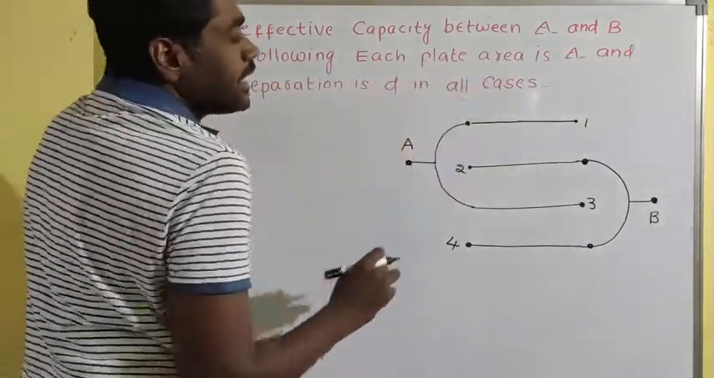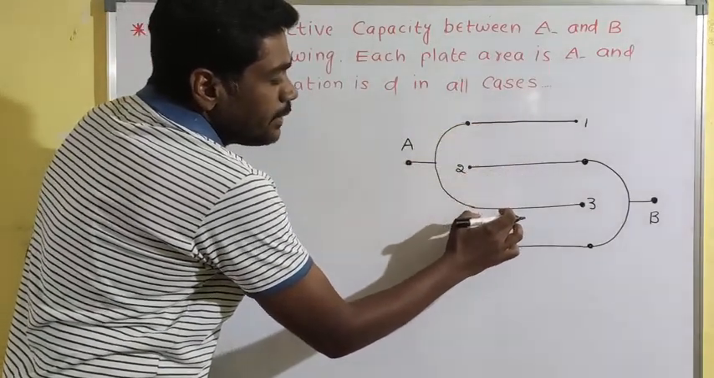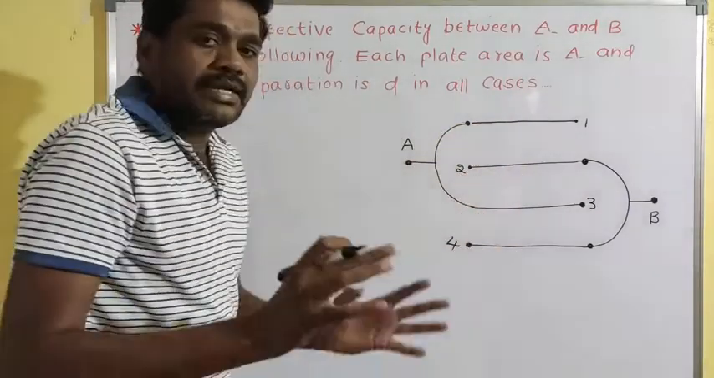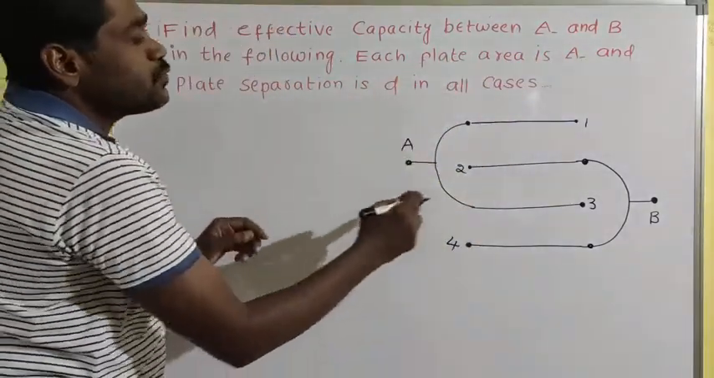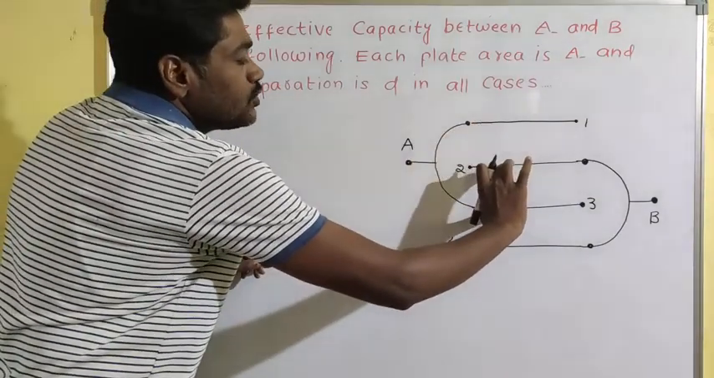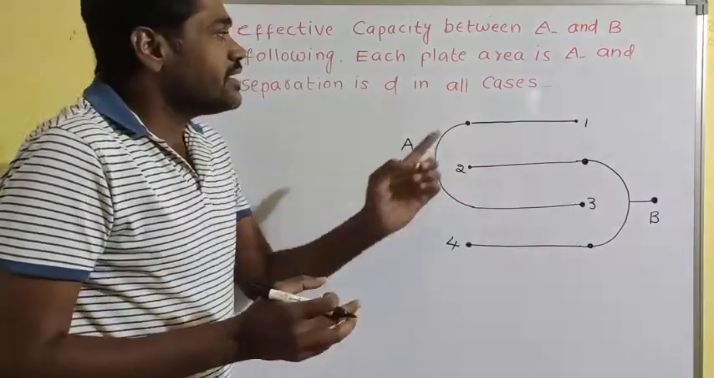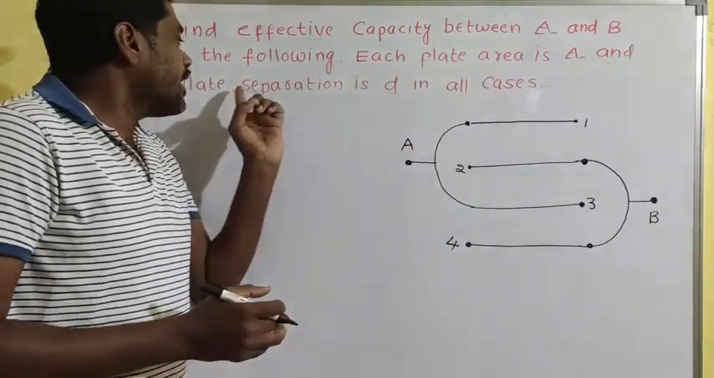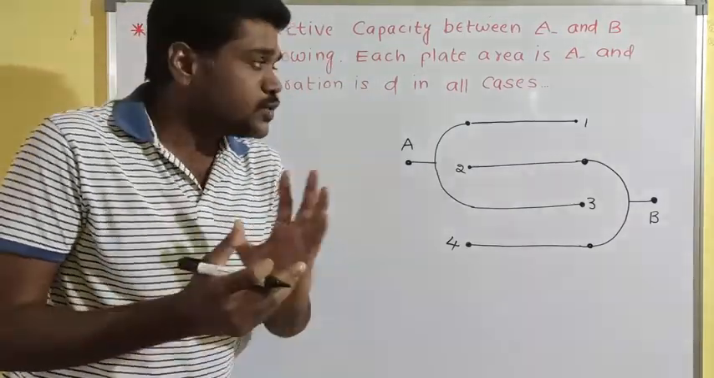Each plate has area A, the second plate area is A, the third plate area is A, and the fourth plate area is also A only. And what is each plate separation? From first to second the distance is d, second to third the distance is d, and third to fourth the distance is d. The area of each plate is given, and the plate separation between two plates is also given, small d.